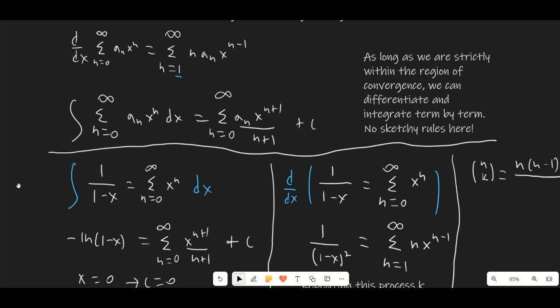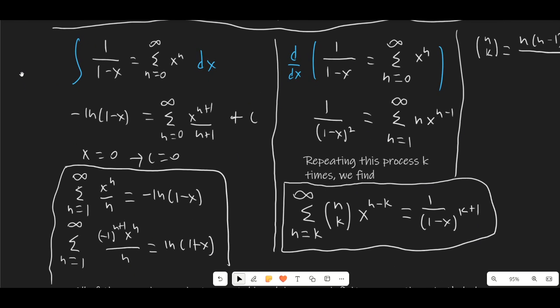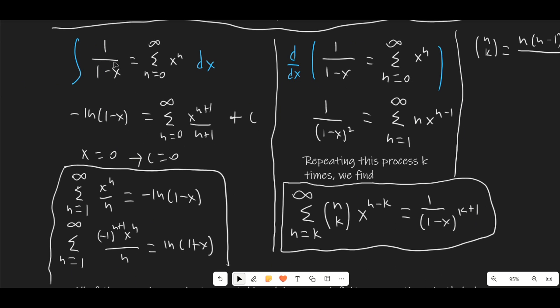So let's look at some examples of how this is useful. In terms of integration, if we take the geometric series and we integrate with respect to x, we get that negative natural log of 1 minus x equals the sum from n equals 0 to infinity of x to the n plus 1 over n plus 1 plus c. And setting x equal to 0, we find that c is also equal to 0. And this gives us two very important infinite series. The sum from n equals 1 to infinity of x to the n over n equals negative natural log of 1 minus x. And if we go ahead and add a negative 1 to the n plus 1 in there, it becomes natural log of 1 plus x.